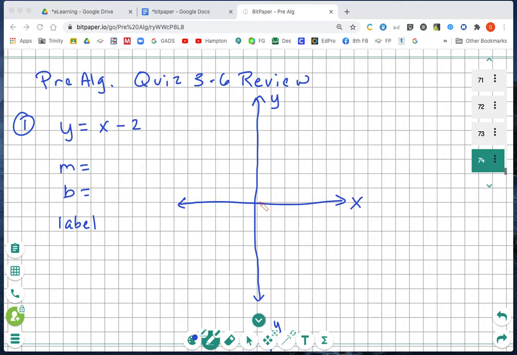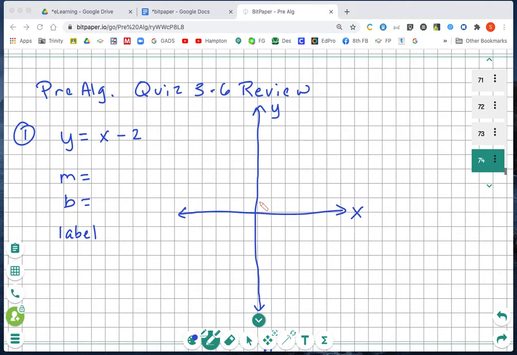It's going to be a review for the quiz 3-6. Take a piece of graph paper, sketch the graph and the equation, and we will begin. So the first thing that we're going to need to do is to identify our slope. Our slope is going to be 1 over 1.